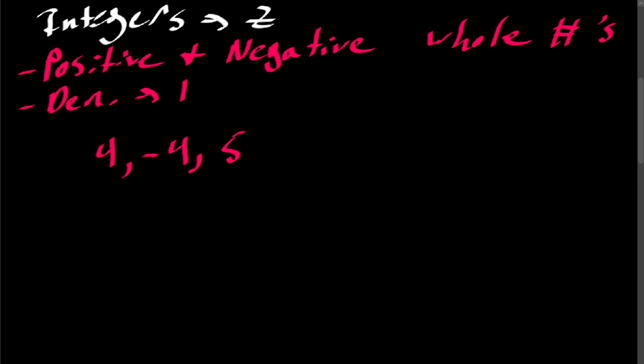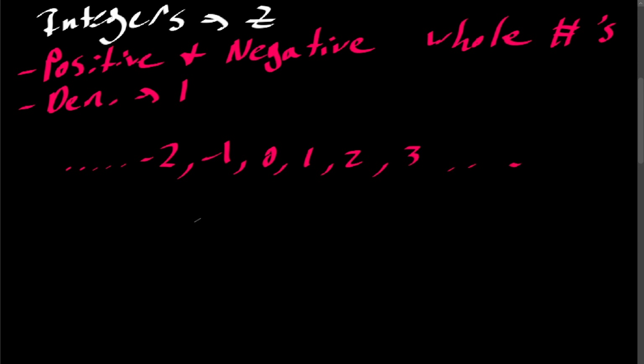So if you want to, you can make yourself a note and say anything from, let's just start at -2. We'll say -2, -1, 0, 1, 2, 3, and so on. Okay, so anything from, I don't know, -1 billion to +1 billion. As long as it's a whole number, those fit into the category of integers.